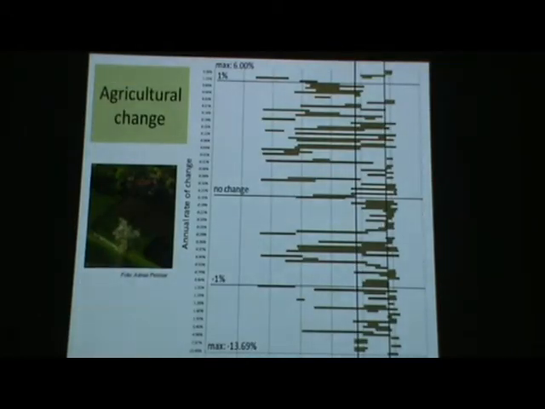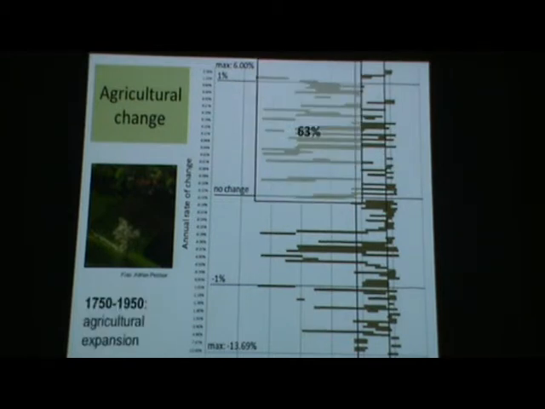I'm just going to show the same graph that I did before for agriculture. And a very few points that I want to make here is, again, we read this as we did before: the timeline, the annual rate of change. This line here marks no change in agricultural areas.